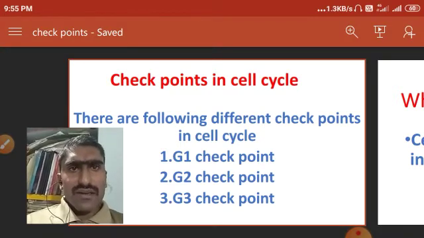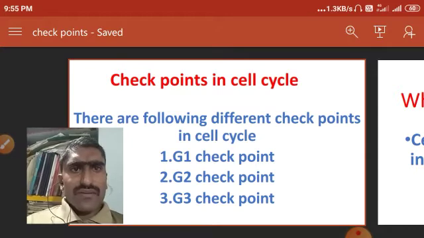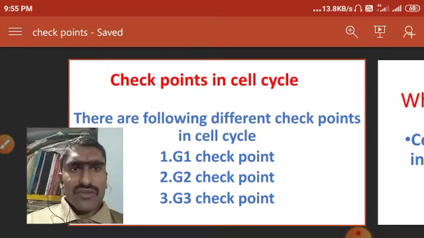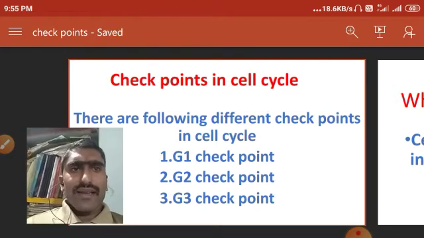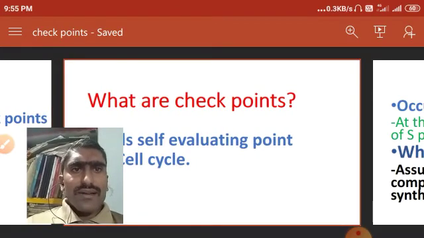Checkpoints in the cell cycle. What are checkpoints? There are three different checkpoints in the cell cycle: G1 checkpoint, G2 checkpoint, and G3 checkpoint. Okay, let's see what the checkpoints are.